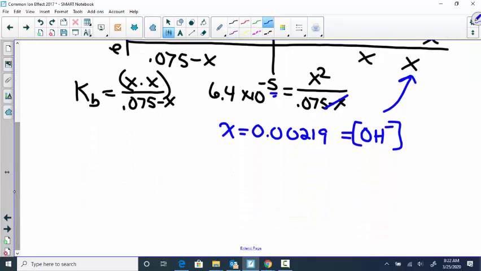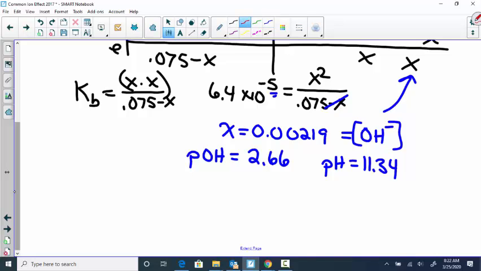So, when I calculate the P, the first thing I'm going to calculate from X would probably be the pOH, okay, which would be 2.66. And then from the pOH, I can find the pH, which is 11.34. And I've made a lot of assumptions here that you know how to get this and this. Okay? If you don't, you should probably email me and we should talk.